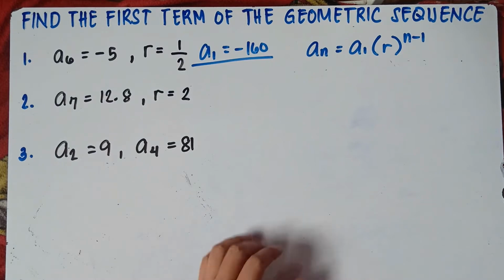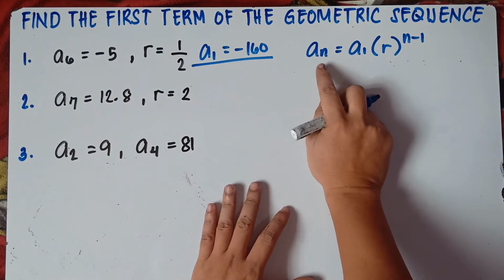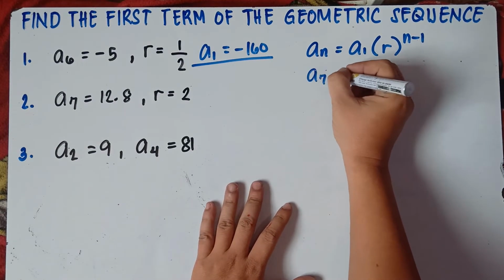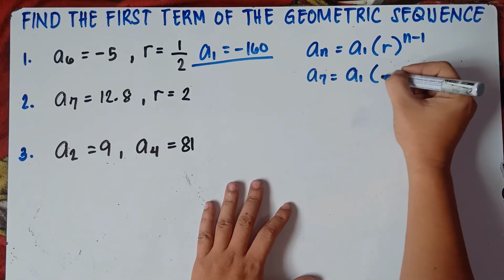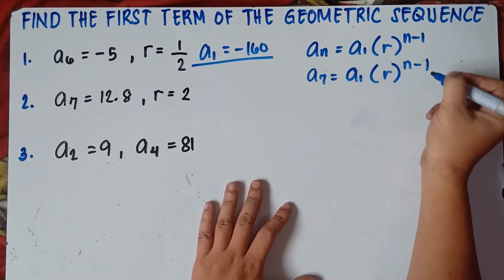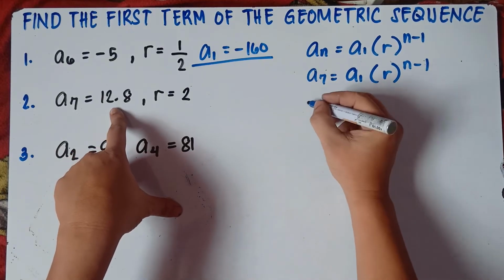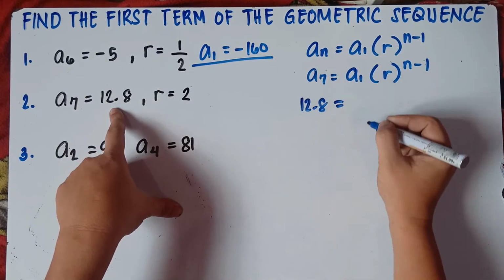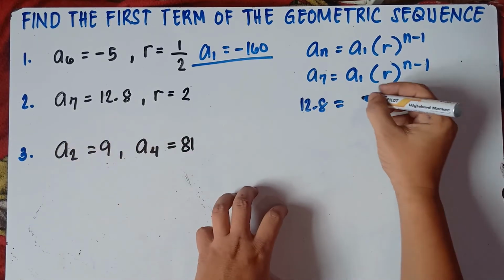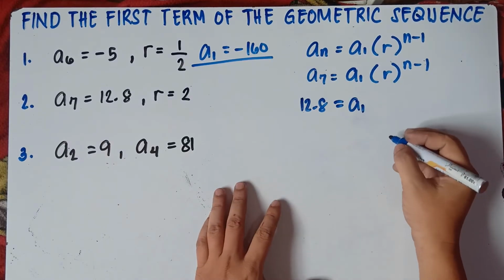So we have a sub n, or the last term, we have a sub 7. Let me just copy a sub 7 first, so you're not confused. So a sub 7, the value is 12.8 equals the first term. We don't have the first term. That's the thing that we're looking to find.